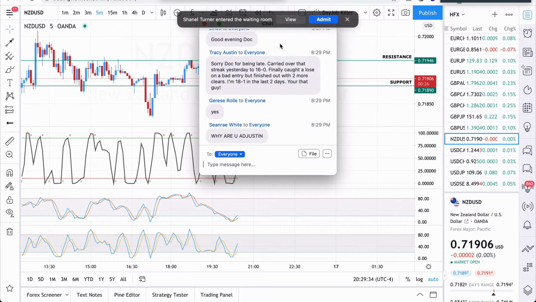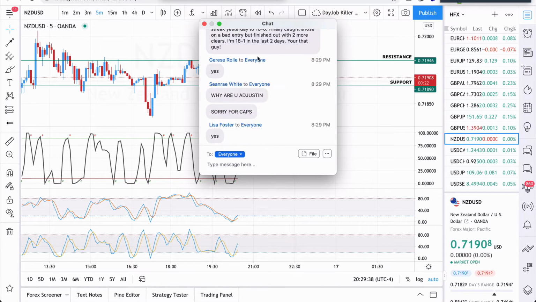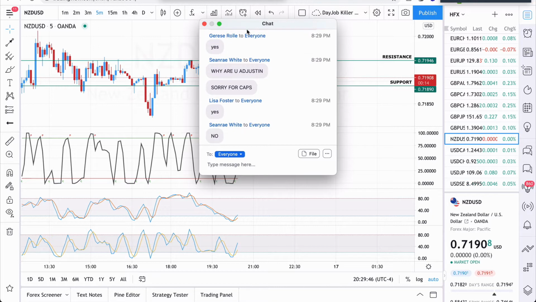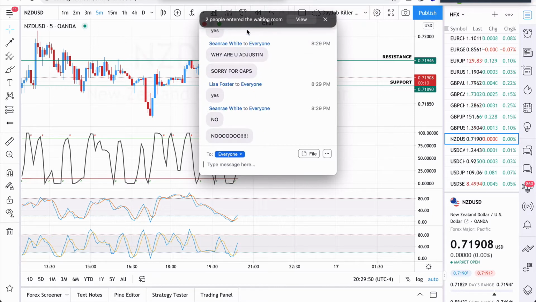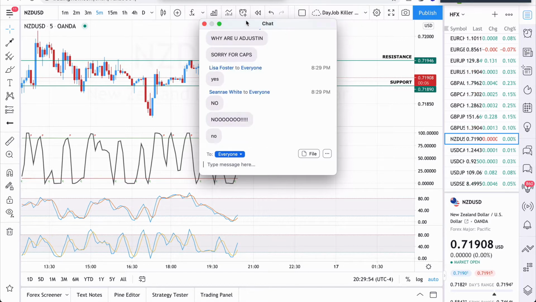$18-1 in the last 2 days. That's what's up. Oh, Shamri, I thought you were yelling at me in all of those caps. Oh, it's all good.